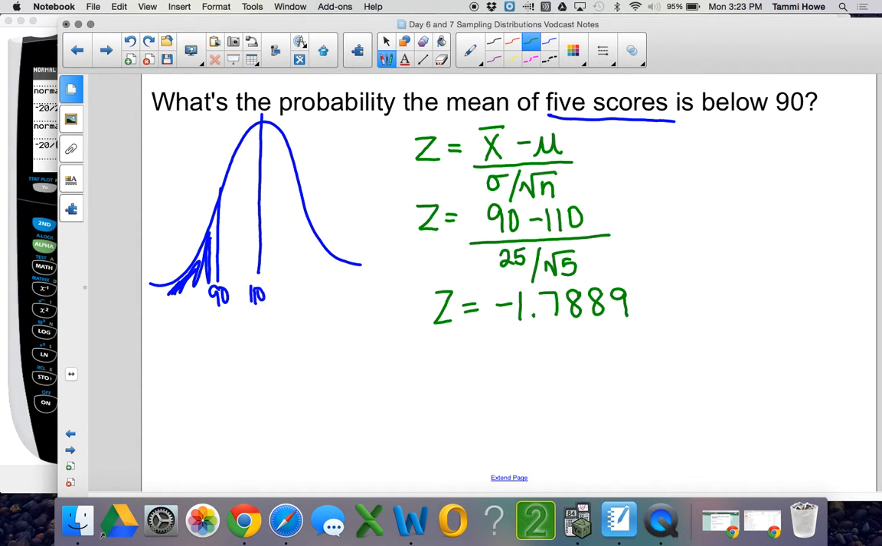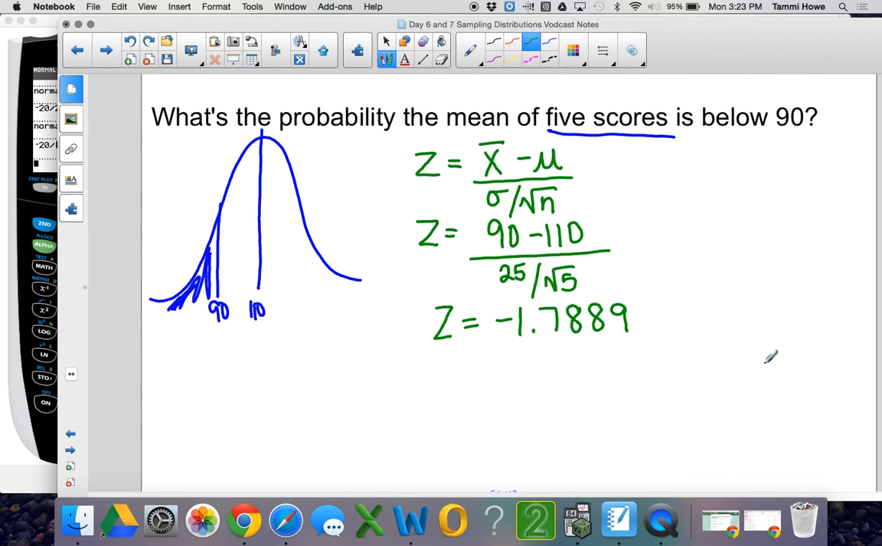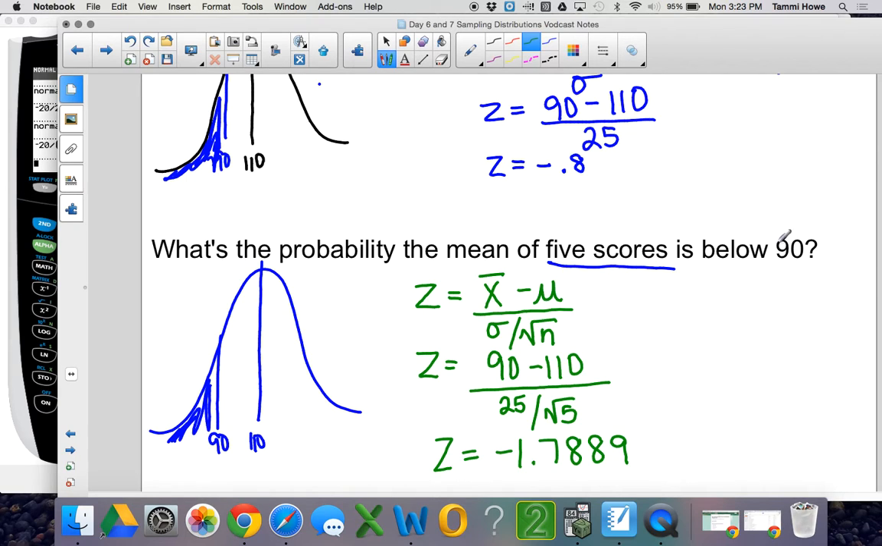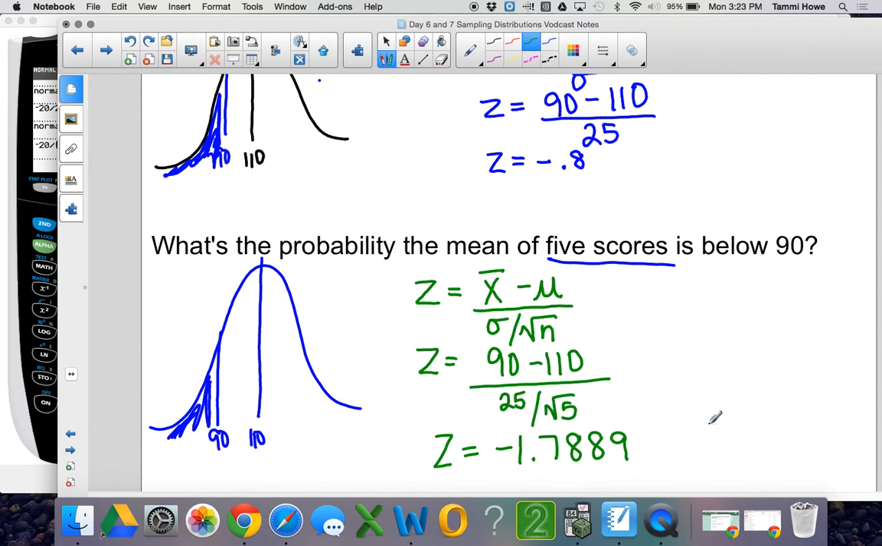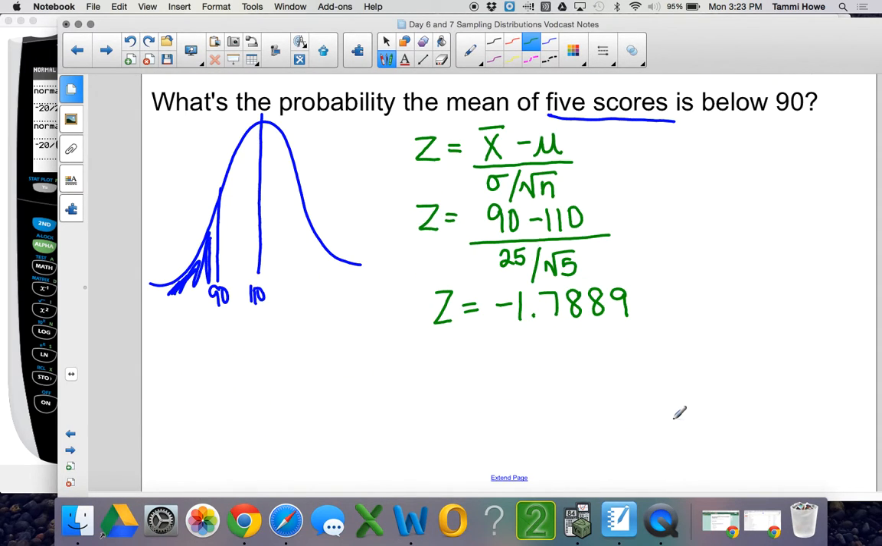So when I take the mean, this 90 is even farther away. I'm more than one standard deviation away, which should make sense because it would be hard for me to get an average of 5 to be that low. If I had an average of 5, those 5 should be randomly taken. They should be all over the place, and I would expect something that would be closer to this 110. So finding something that was less than 90 probably is not going to happen that much.